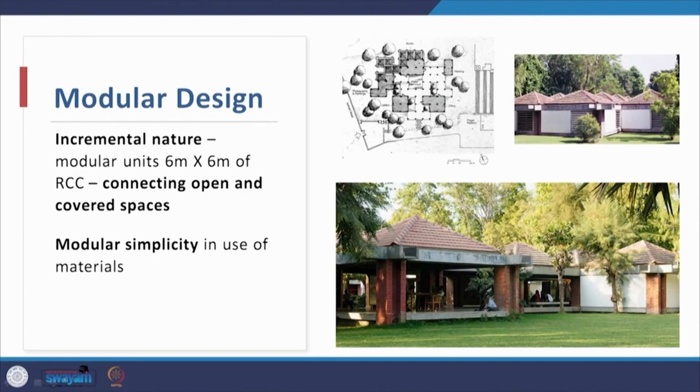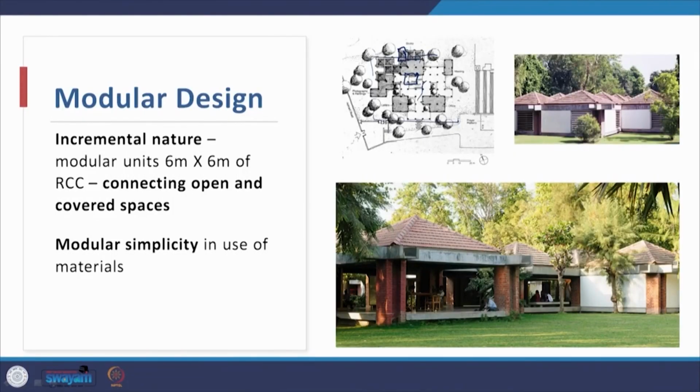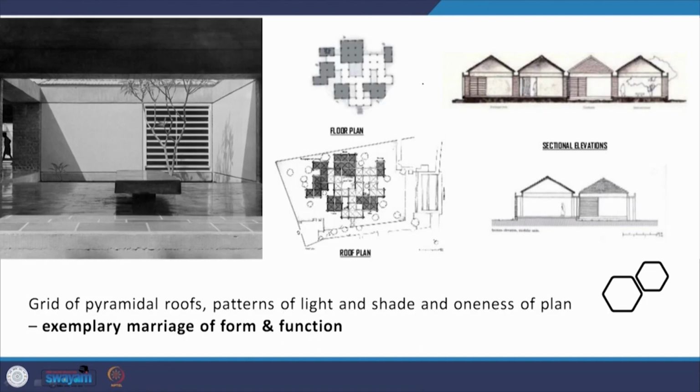So this is a covered pavilion, and then a similar module of 6 by 6 meters which is an open pavilion. So there is this modular simplicity about the entire design. The entire grid has been laid out of 6 by 6, and then the pavilions are thus organized. The combination of open-to-sky pavilions, then the covered pavilions, and then the intermediary meandering spaces in between. So it's a grid of pyramidal roofs with patterns of light and shade, and there's a oneness of plan. It's a very interesting marriage of form and function.